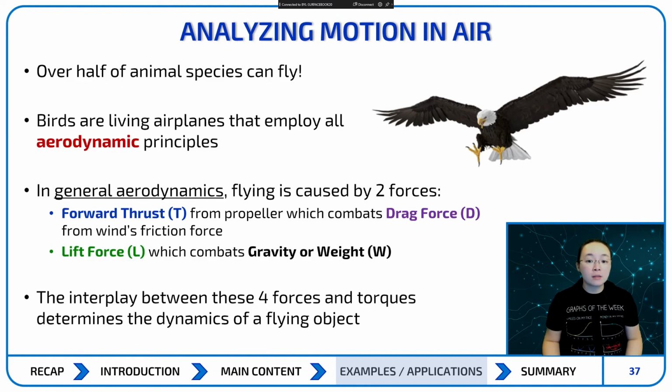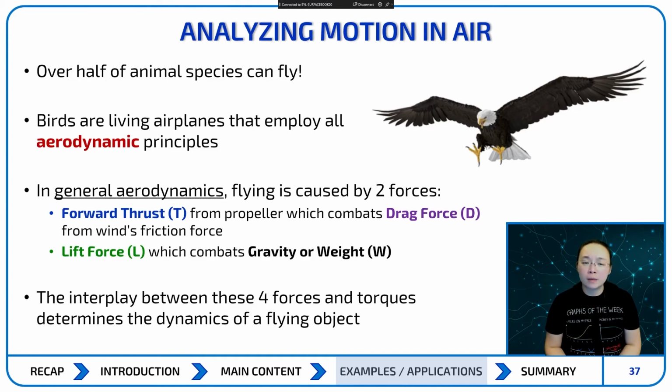So if we're analyzing motion in air, we have an eagle over here. Basically, over half of animal species can fly, which is pretty awesome. My favorite animal is birds. So birds are like living airplanes, and they employ all aspects of aerodynamics and their principles in order to fly as smoothly as they do, just like they're gliding across the air.